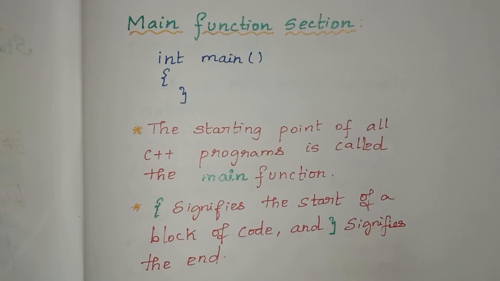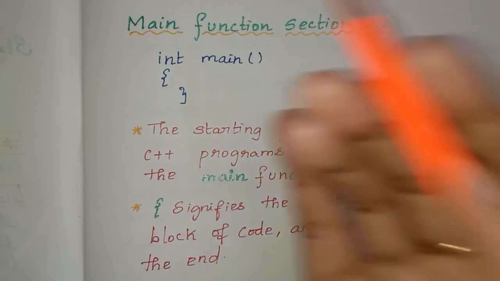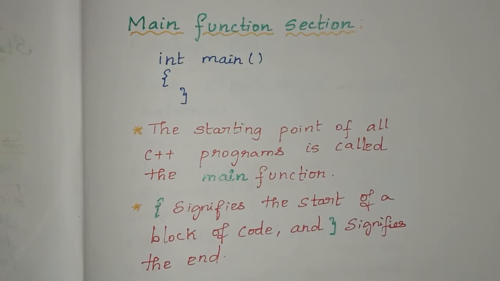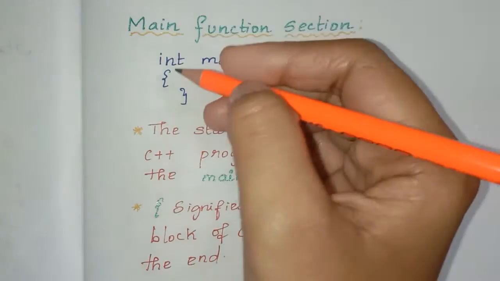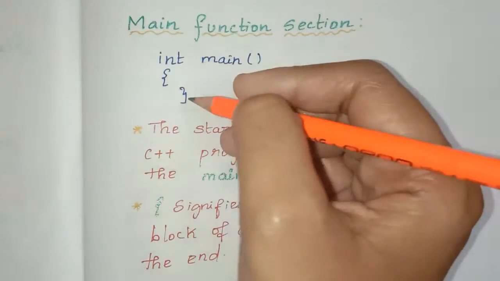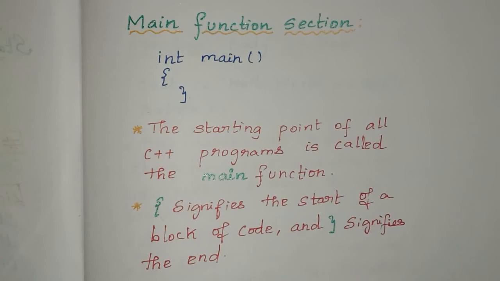Now the next section, the main function section, the most important one. Here we have int main. This is the starting point of all C++ programs. This function is called by the operating system when your program is executed by the computer. See, this one signifies the start of a block of code and this one signifies the end.